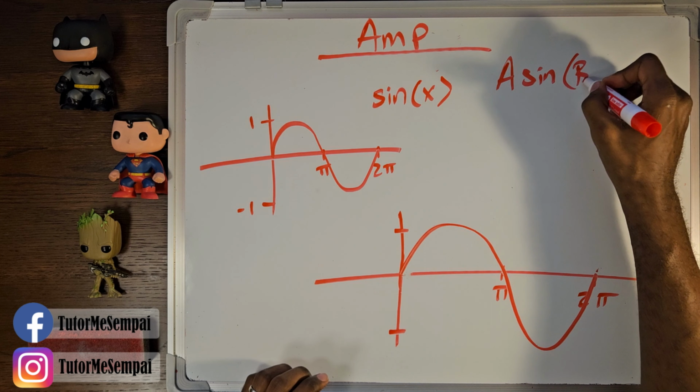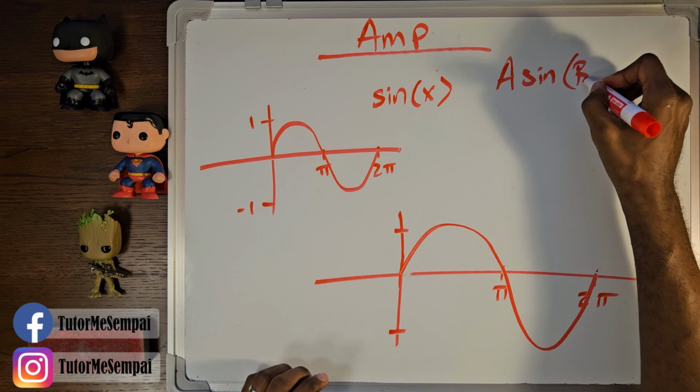So we said A controls the amplitude. Well, what's our formula for the amplitude? The amplitude is going to be the absolute value of whatever that A is. That means it doesn't matter if A is negative or positive, our amplitude is always going to be a positive number. Whatever that A is, you take the absolute value and that's our amplitude. Now let's move on to this B.